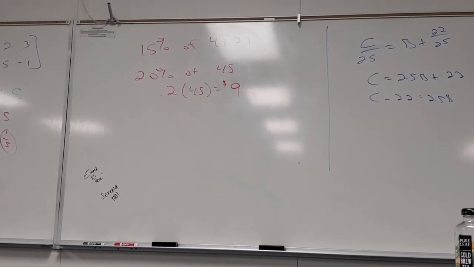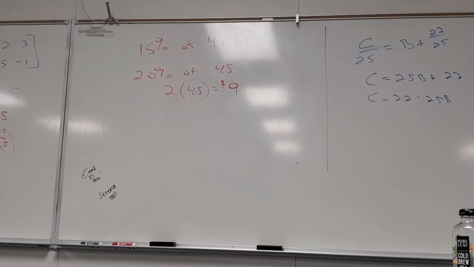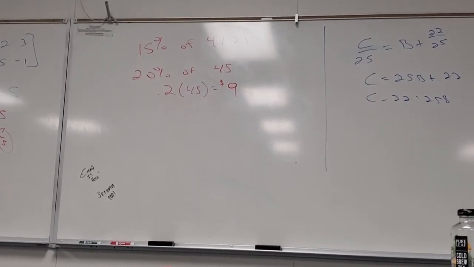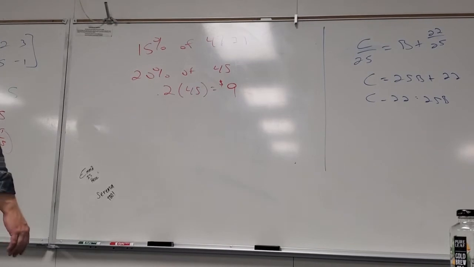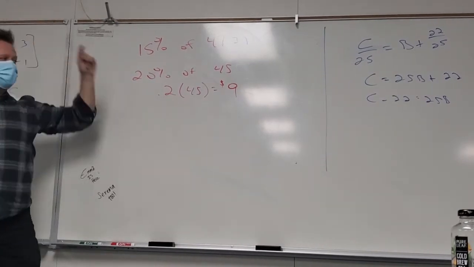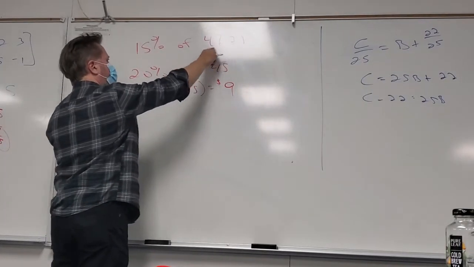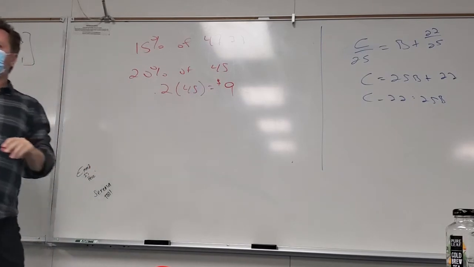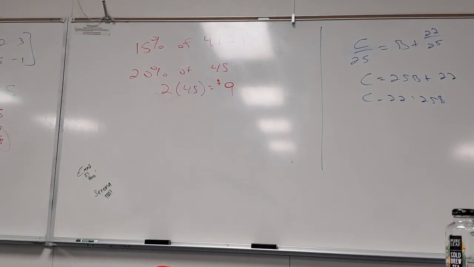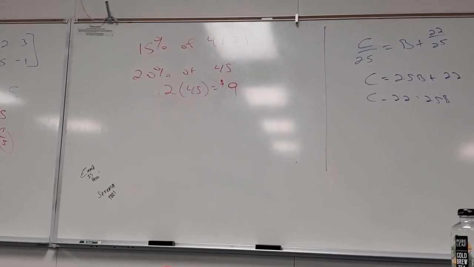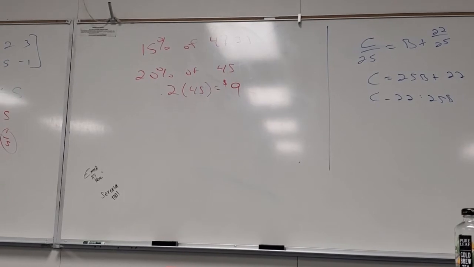That's just one other way that came to mind to do it. The nice thing is, 10% of something is easy because you move the decimal back once. 20% of something is easy because you move the decimal back and then double it. If 10% is move the decimal back, 20% is move the decimal back and double it. So 20% of 45 is 4.5 doubled, $9. Done.